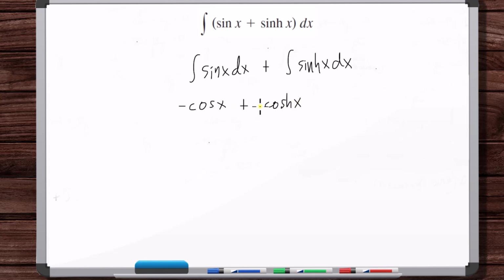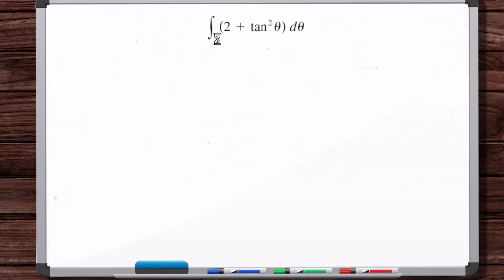Okay, so each of these would have their own constant, but again, those constants combine and you just get one arbitrary constant on the back end of the capital F of x. So there you go. Okay, we can separate this into 2 separate integrals. Okay, here we'll have 2 theta, and then tangent squared.